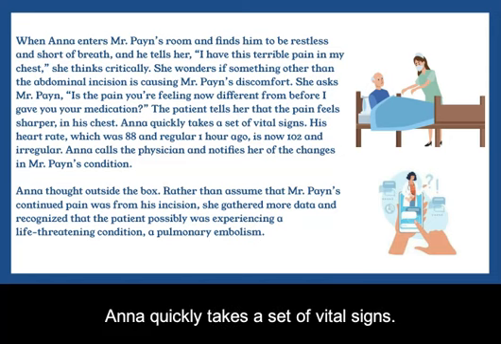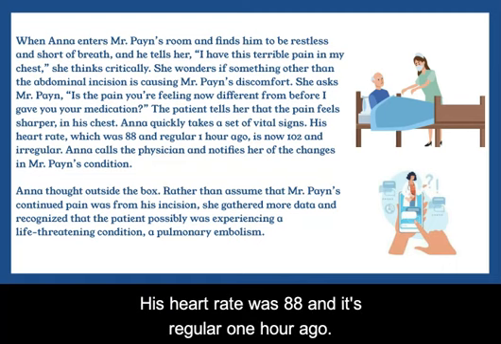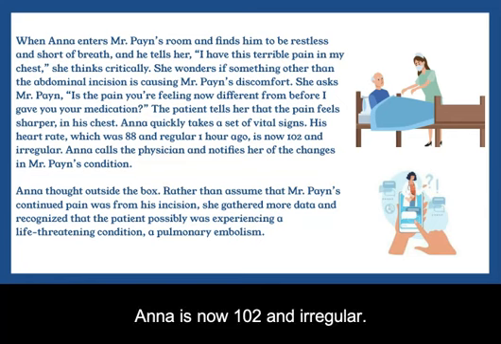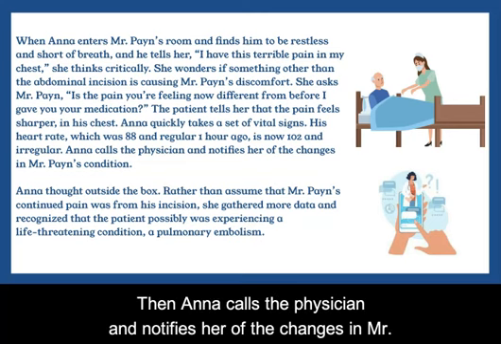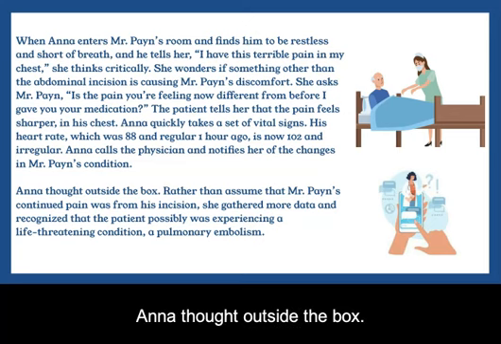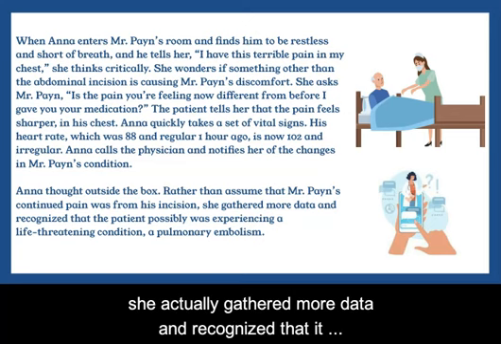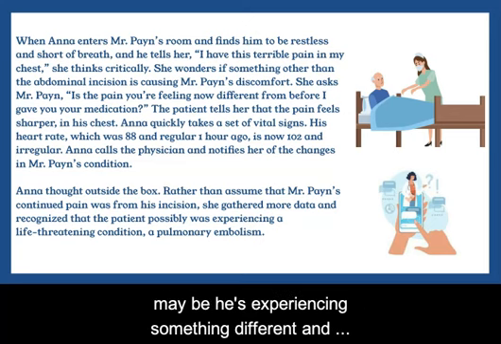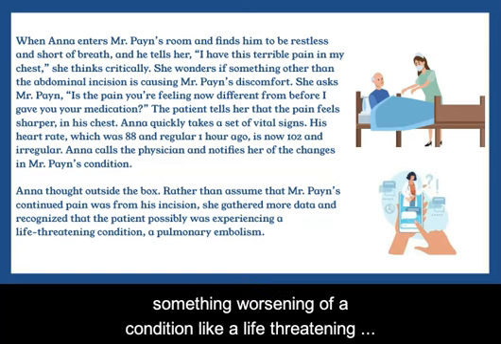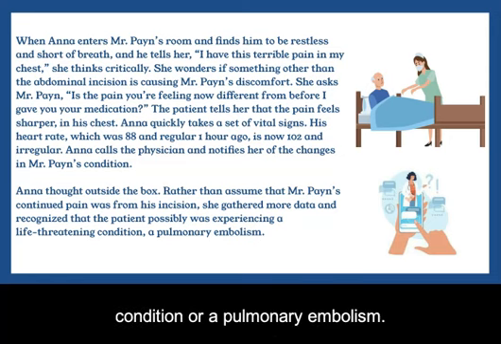Anna quickly takes a set of vital signs. His heart rate was 88 and regular 1 hour ago and is now 102 and irregular. So that's a change, right? Then Anna calls the physician and notifies her of the changes in Mr. Payne's condition. Anna thought outside the box. Rather than assuming that Mr. Payne's continued pain was from his incision, she gathered more data and recognized that he may be experiencing something different, a worsening of a condition, like a life-threatening condition, or a pulmonary embolism. Maybe he has a blood clot in his lungs.